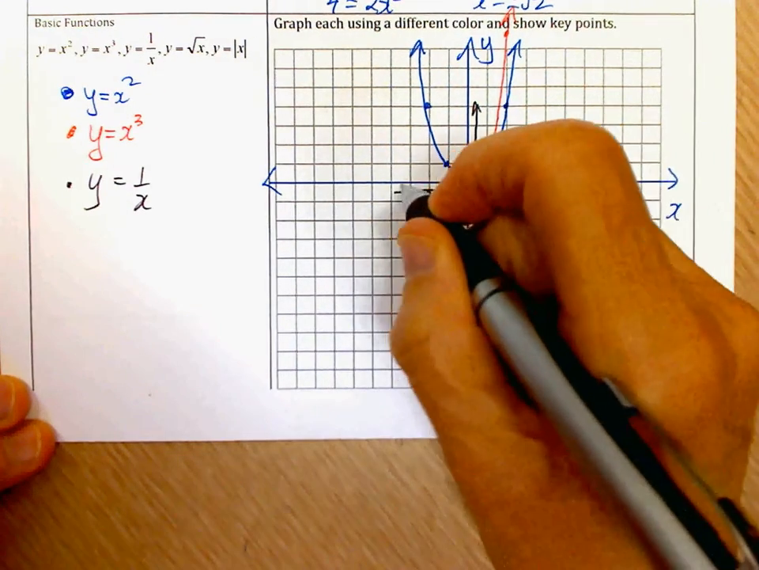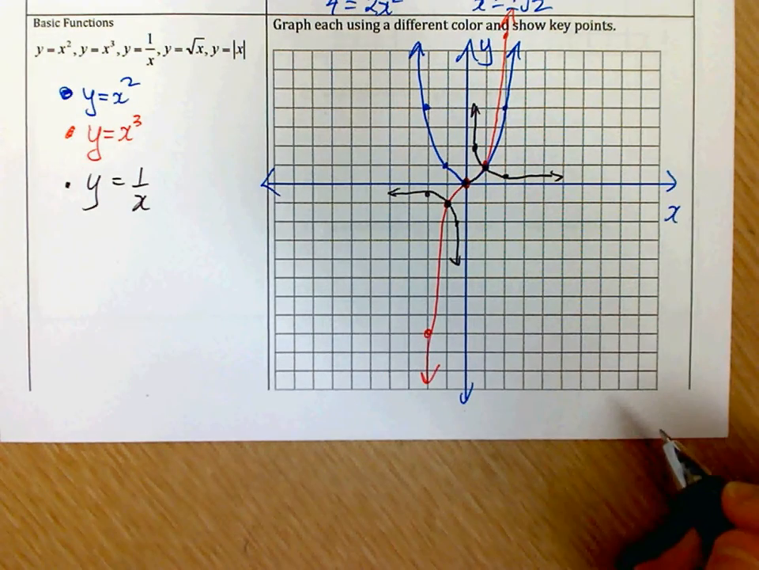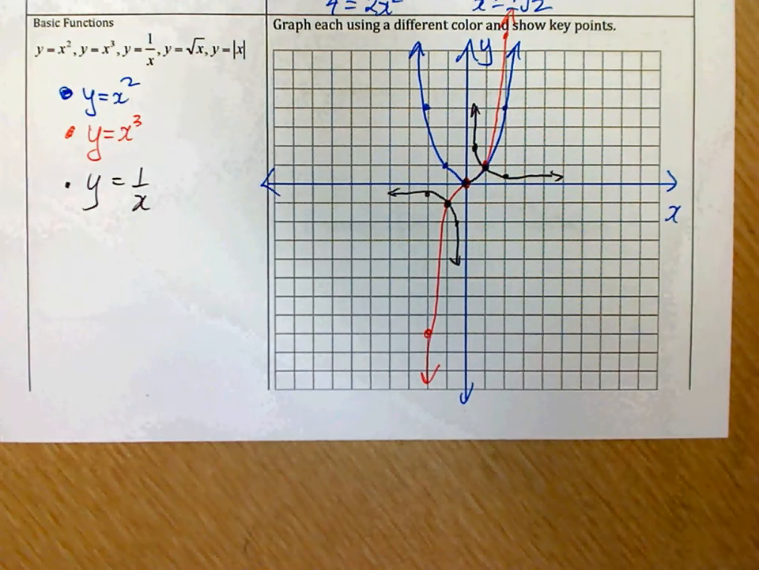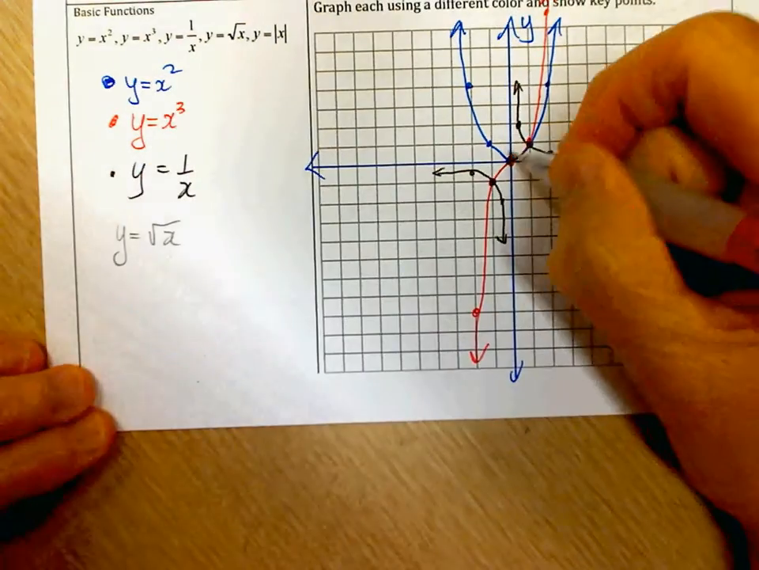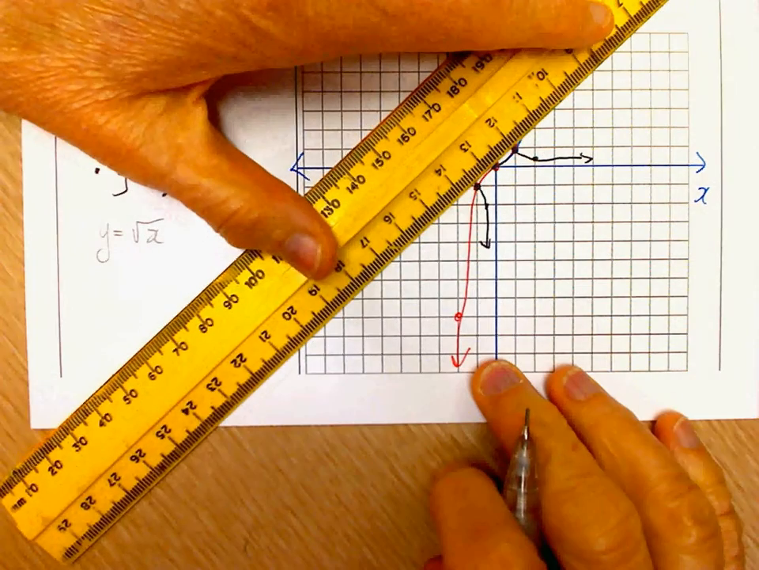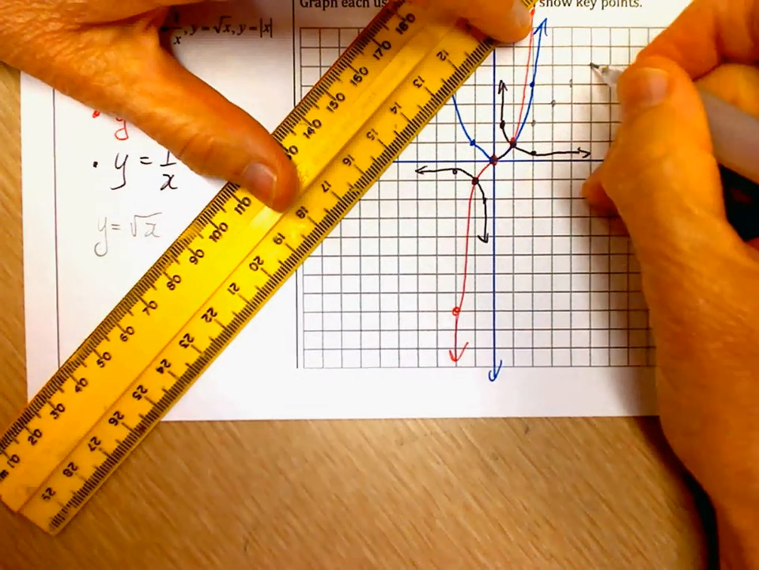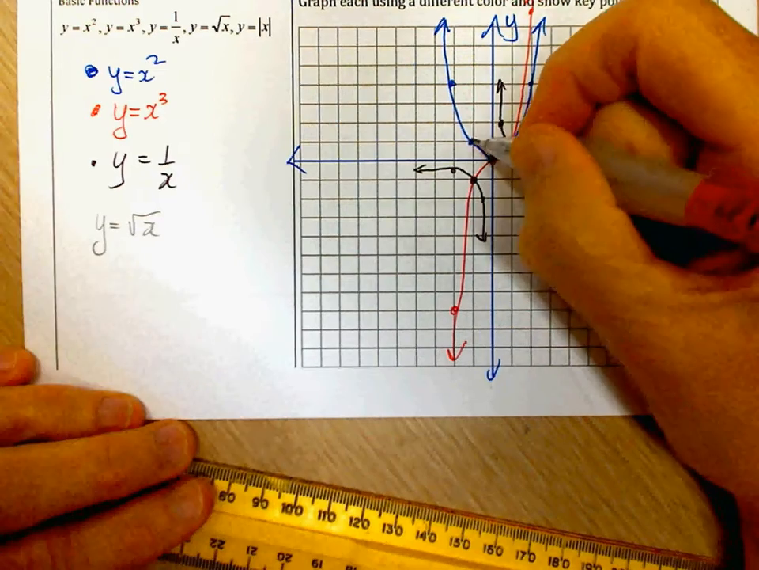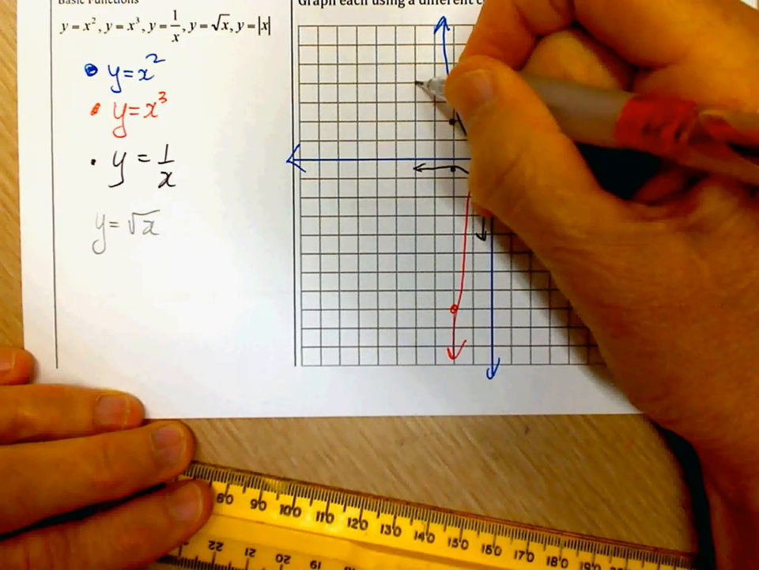Okay, and let's see, y equals absolute value of x. I'll do that in pencil. Okay, so basically that's a V, and it will go through this way and this way. When x is negative 2, y is 2. Absolute value of negative 4 is positive 4. So that will look like that.